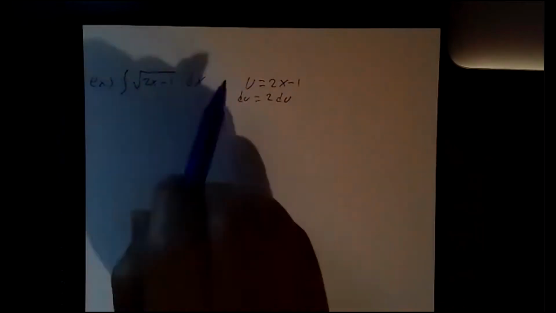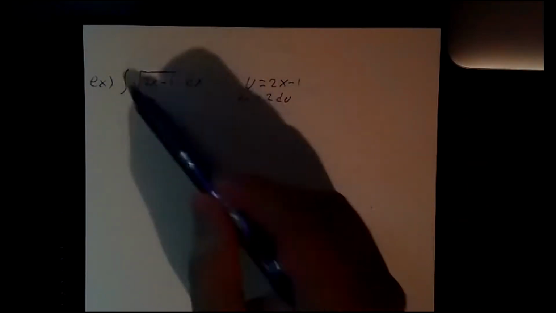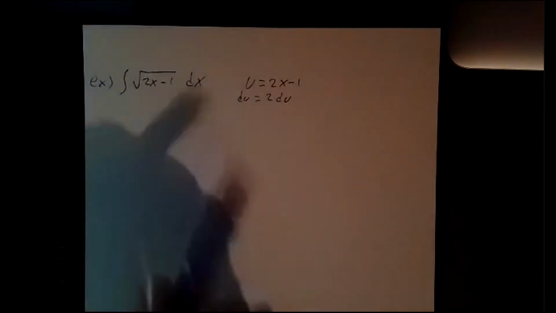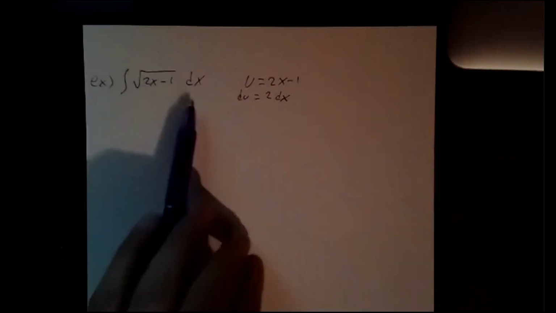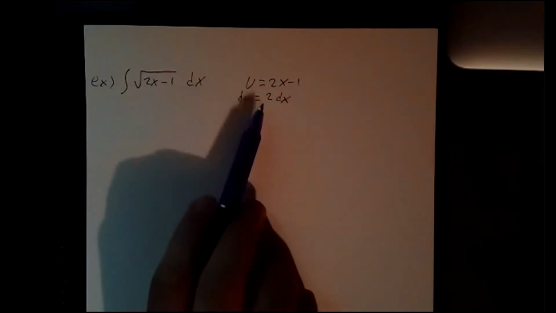We chose a good u, because stuff inside of a square root most of the time is a really good choice. I'd say 90% of the time. Sometimes picking the whole thing actually helps you, but it really depends on the question. But anyway, there is no 2dx, oh, sorry, that's a typo there. There is no 2dx, right? There's only a dx. So I need to get rid of the 2. So I will divide both sides by 2.